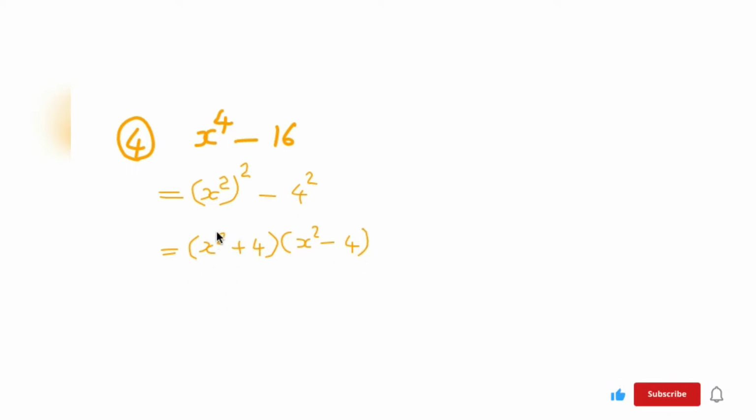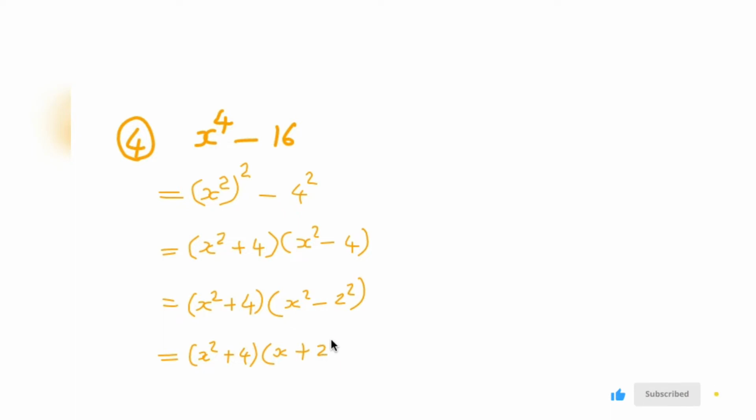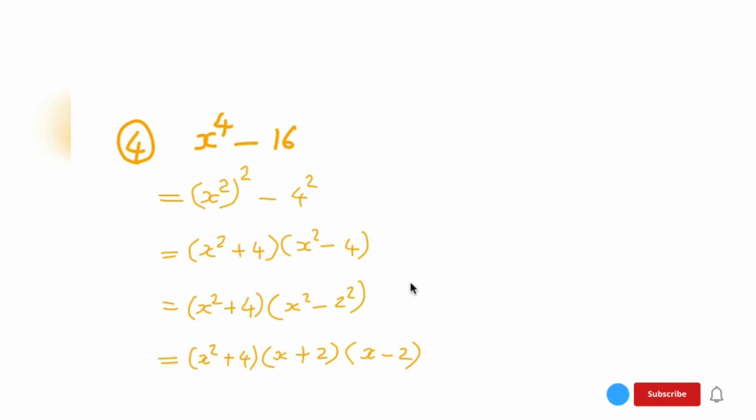Now again here we can apply the difference of squares formula, but x square plus 4 is prime because it is a sum. So we can write this one as it is, we can't factorize it, but the other we can factorize because it is x square minus 2 square. You can skip this step if you want and write the direct answer. So x plus 2 and x minus 2. This is the answer. Here 2 times we applied the difference of squares formula.